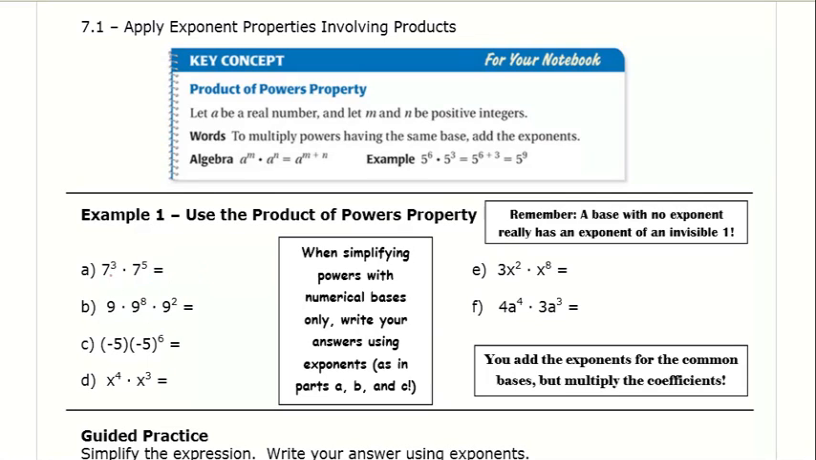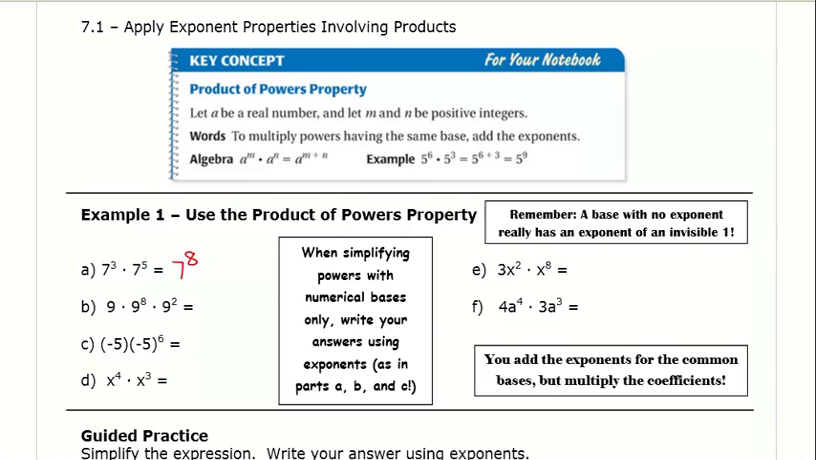For letter A, 7 to the 3rd times 7 to the 5th, we have the same base of 7. We're going to keep that base of 7, and add the 3 and the 5 together, and it's 7 to the 8th power. Notice we don't multiply our two bases together. That would be too big. We need to keep that same base in our answer.